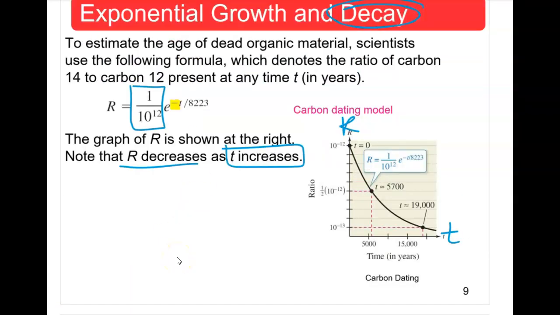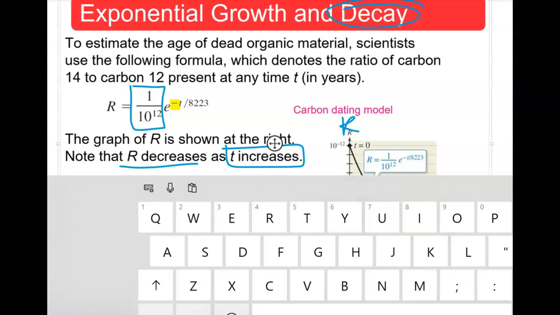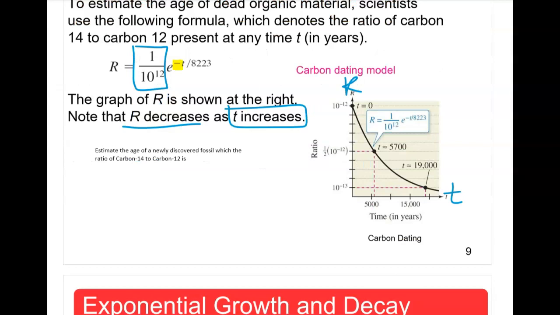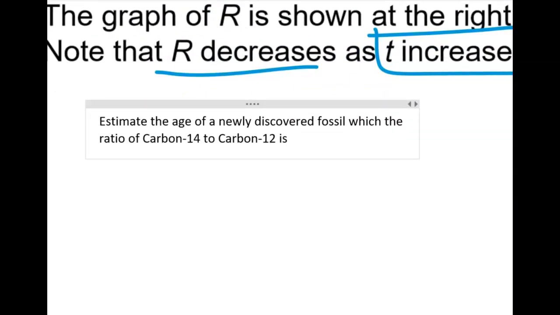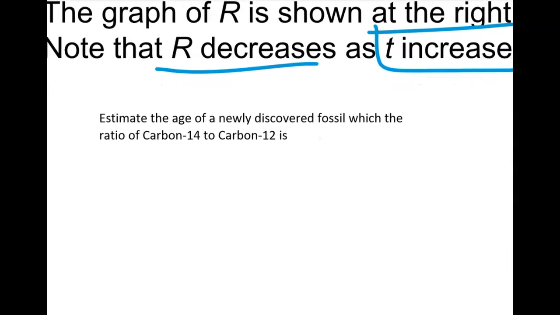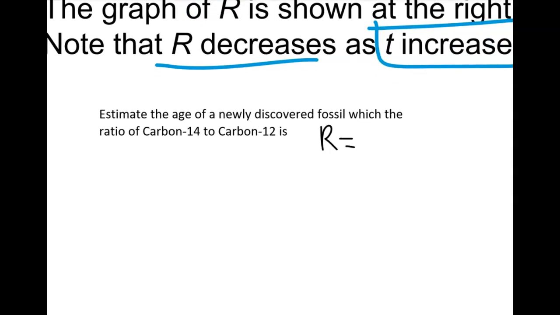So I noticed that the question is missing. Sorry about that. So the question is, estimate the age. I'm going to type it. Okay, so I typed the question. It says, estimate the age of a newly discovered fossil, for which the ratio of carbon-14 to carbon-12 when it was found is equal to R equals 1 over 10 to the power 13.